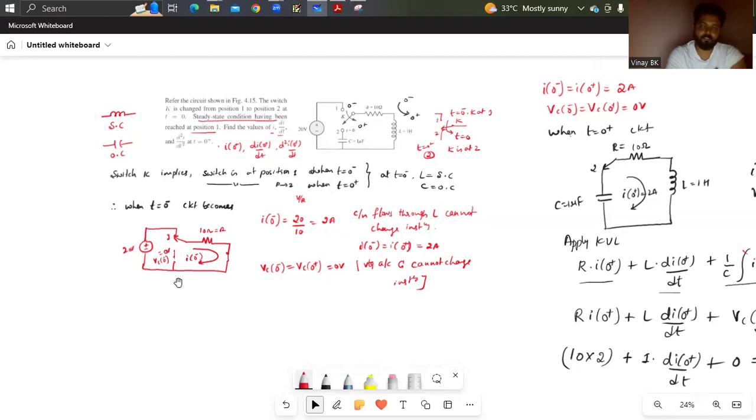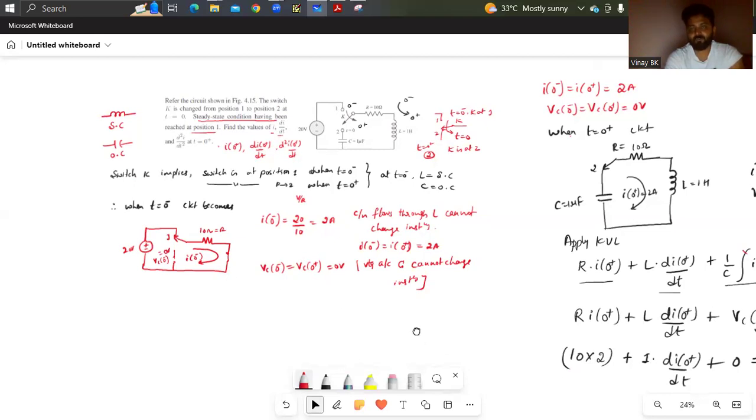The voltage across the capacitor won't change, whether before closing the switch or after closing the switch. The same applies for the inductor: the current flowing through the inductor won't change before and after closing the switch. So you need to get the current flowing through the inductor, that is I of 0 minus, which is nothing but voltage by resistor. Simple Ohm's law, 20 by 10, 2 amperes.